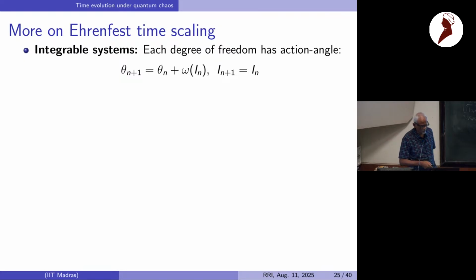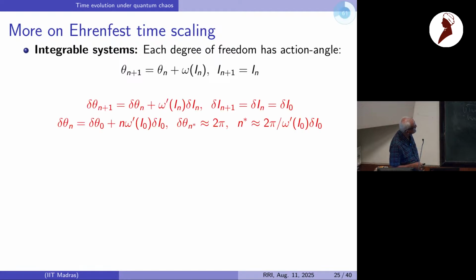Okay, so let's try to argue it out for integrable systems. We said that there are action angle variables. So we'll take one action and one angle pair. Each degree of freedom has an action angle pair like this, where the action is constant and the angle is evolving. I can take a flow or I can take a map. Here I've taken a map like this. So omega is this rotational frequency.